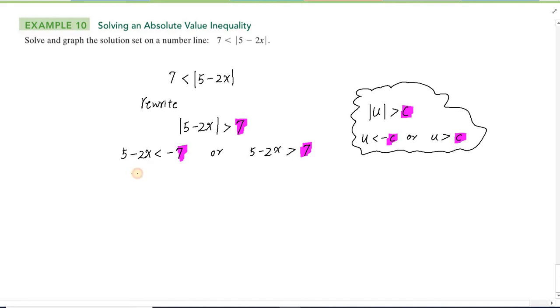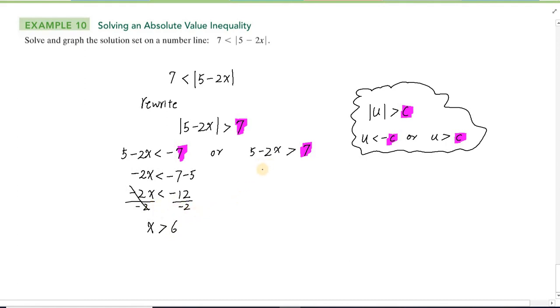We're going to have negative 2x, or subtract 5 from both sides. Alright, make this negative 7 minus 5. So I'm going to have negative 2x less than 12. Then I'm dividing by negative 2 on both sides. So this is going to be cancelled. I'm going to have x greater than 6 because we're dividing by a negative number.